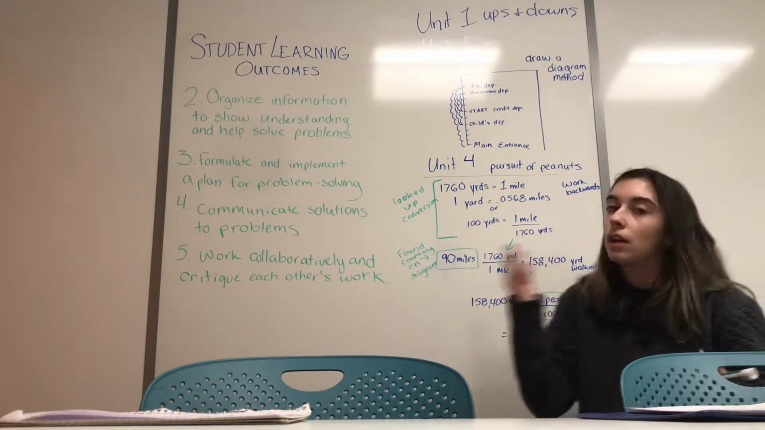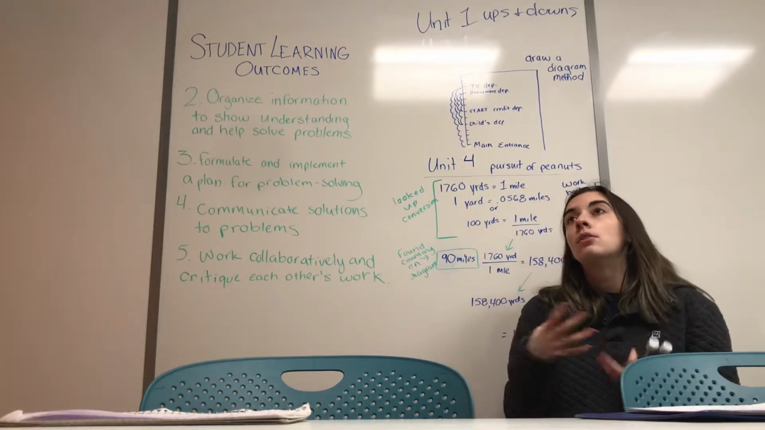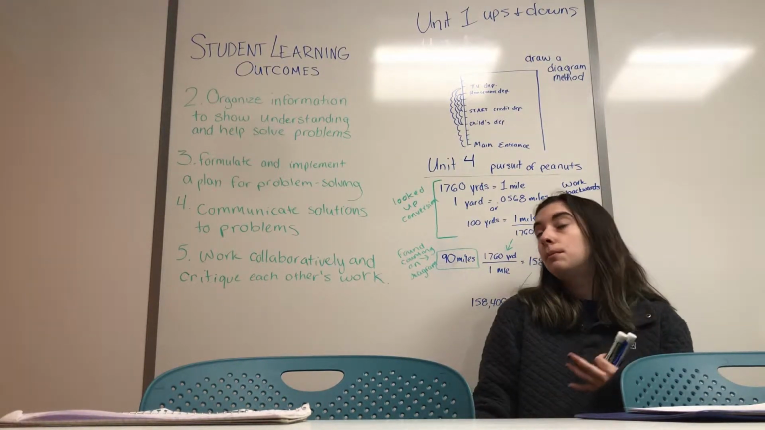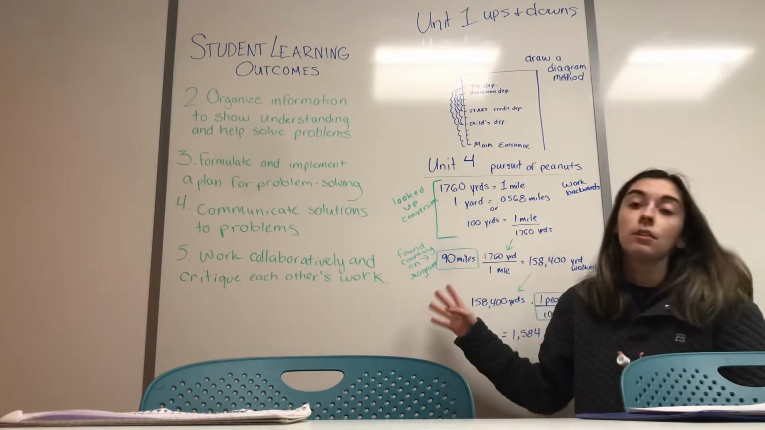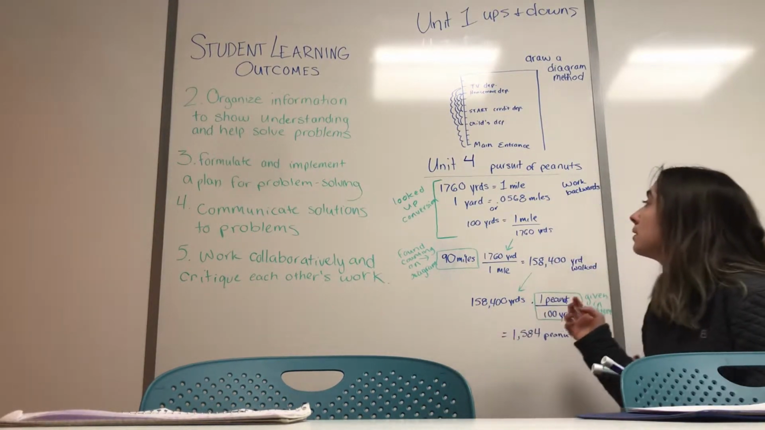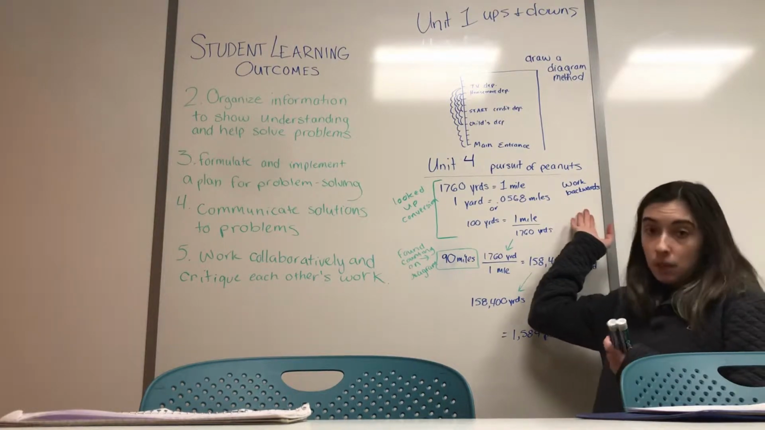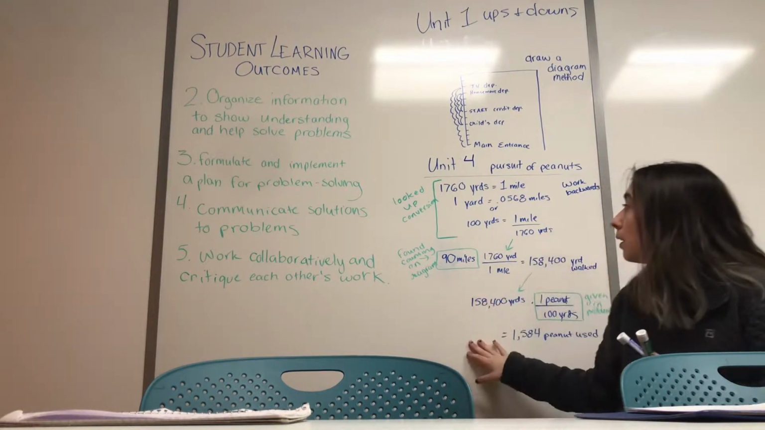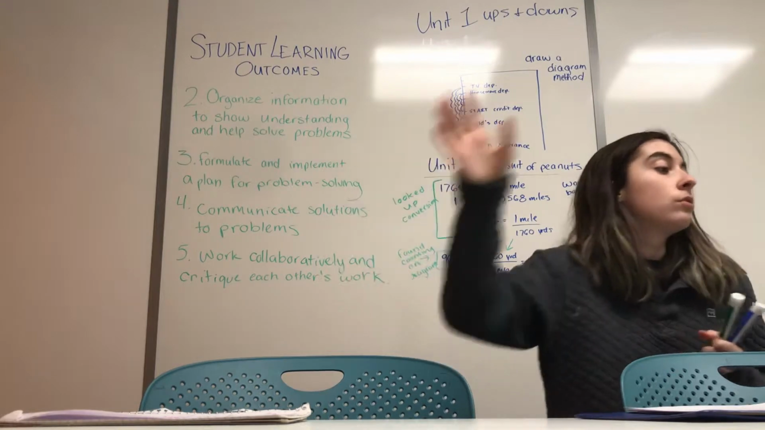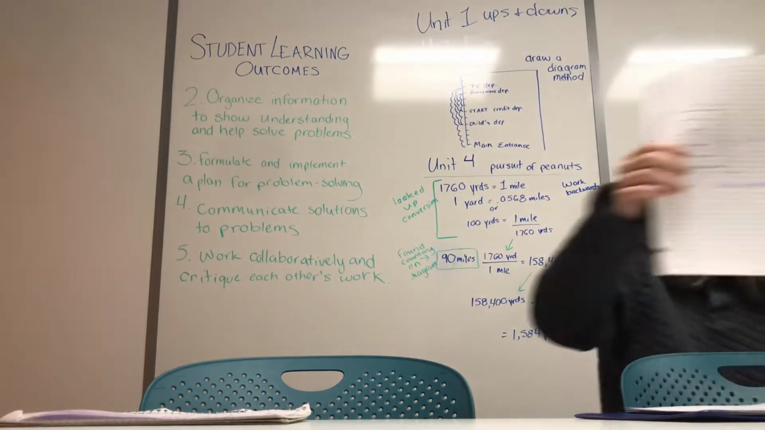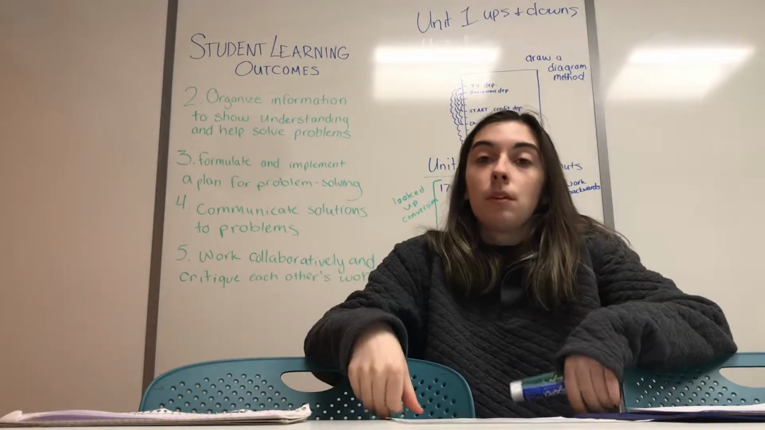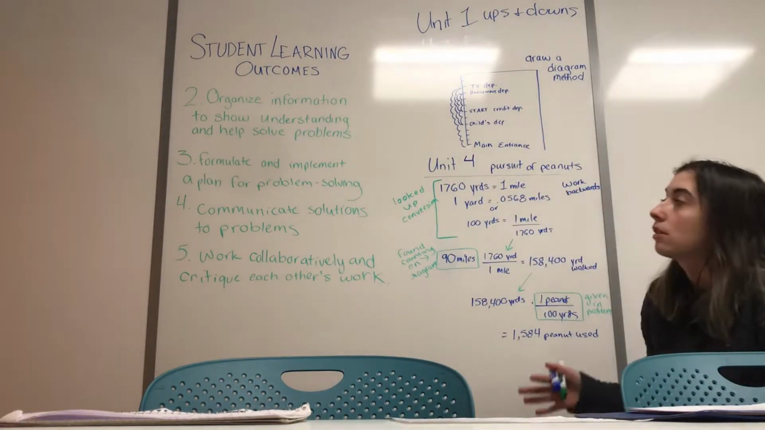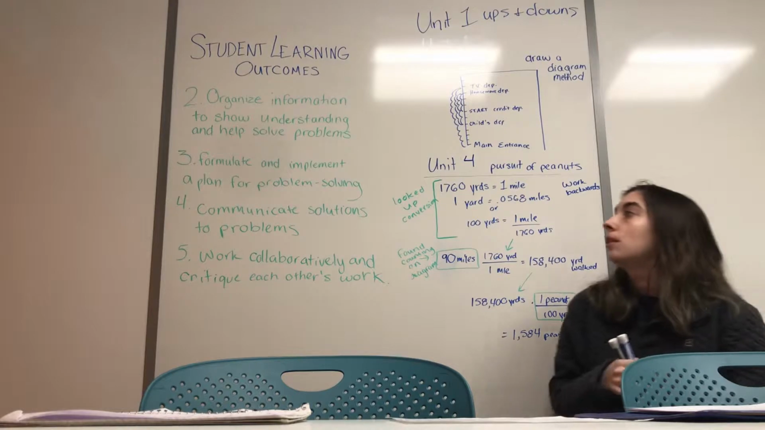But as we moved along and got through the units, I took different approaches to the problem. For example, with the Unit 4 problem, the pursuit of peanuts, it was a working backwards problem, but I used the diagram to help me get through the problem, instead of simply working backwards and using that strategy alone.